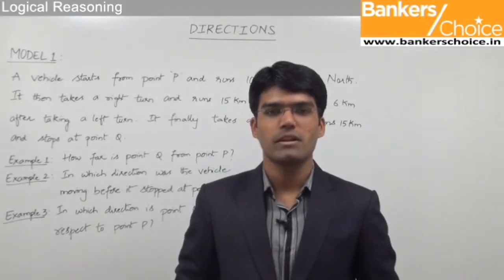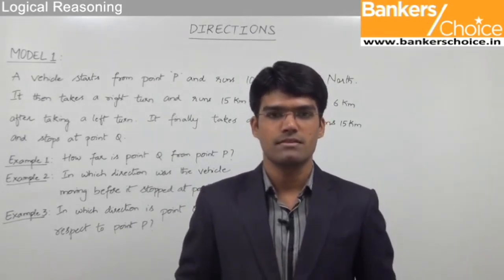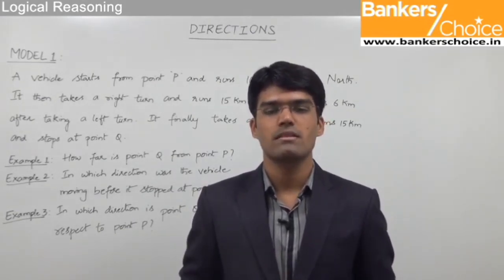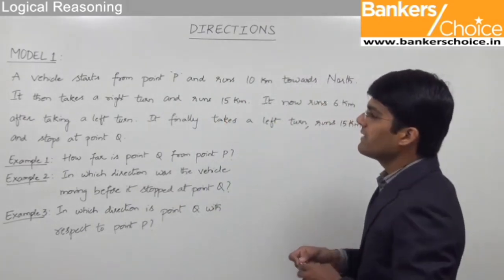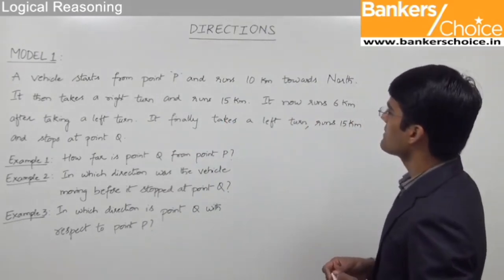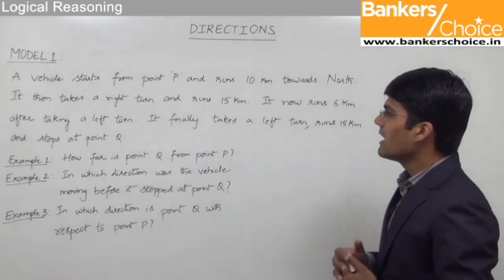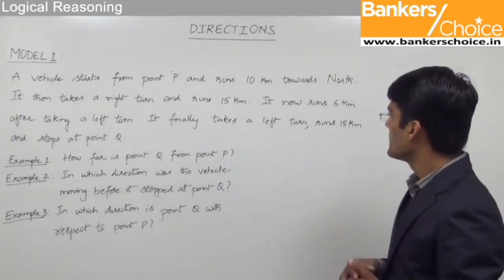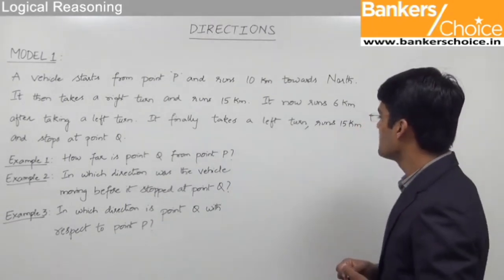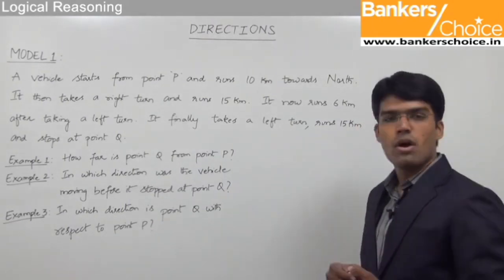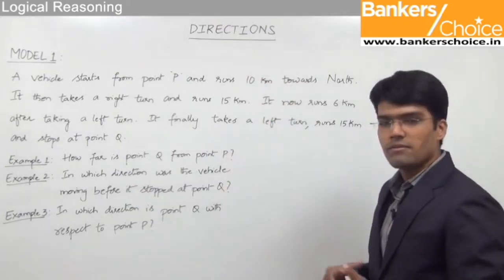Let us now take the first model from directions, where the movement of a person from starting point to the destination is given in the question, and we are supposed to answer questions based on that. Let us look at the question here. A vehicle starts from point P and runs 10 kilometers towards north. It then takes a right turn and runs 15 kilometers. It now runs 6 kilometers after taking a left turn, and it finally takes a left turn, runs 15 kilometers and stops at point Q. And based on this movement, we need to answer the following questions.